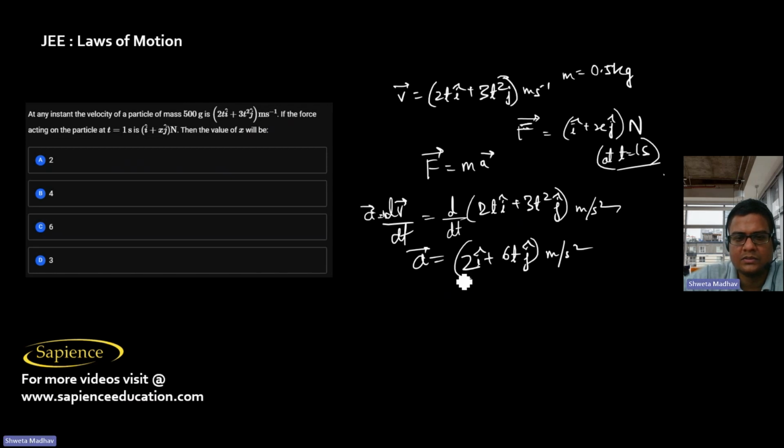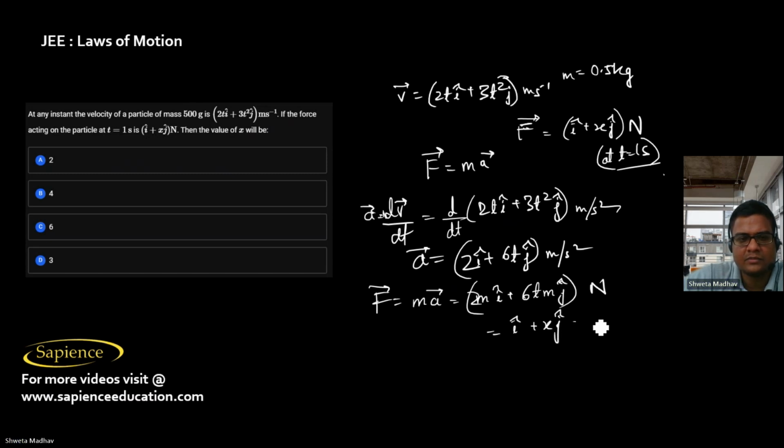Acceleration will be this. The force is mass into acceleration. That will be m into, so that is 2m i cap plus 6t into m j cap, this much Newton, and this is equal to i cap plus x j cap. Then x we have to find out. So now it means that 2m equals 1, means m is half. The mass of that particle is half kg, obviously it is 0.5 kg only.